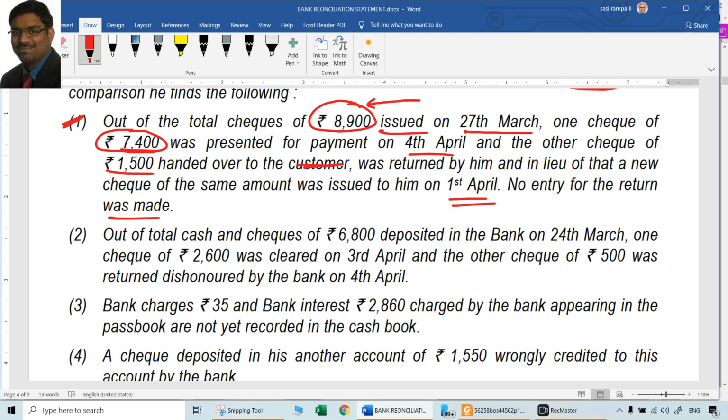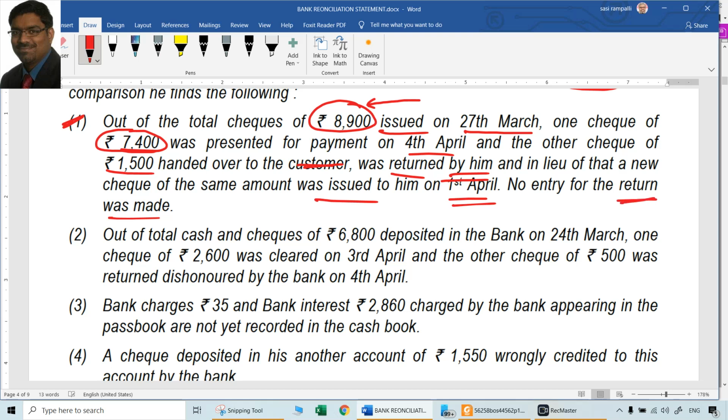We issued a check of 1,500. What happened later? He returned that. Why? We don't know. Whatever the reasons are, he returned that check. Maybe we forgot to sign, maybe there was some mistake or some overwriting. Whatever the reason, we don't care. He returned it. But we issued this 1,500 rupees check, that means we would have already created our cash book with this 1,500. But he returned it. In lieu of that, we issued a fresh check on 1st April.